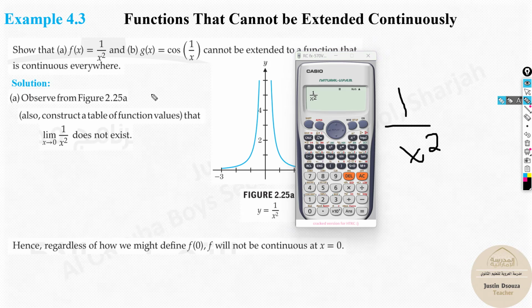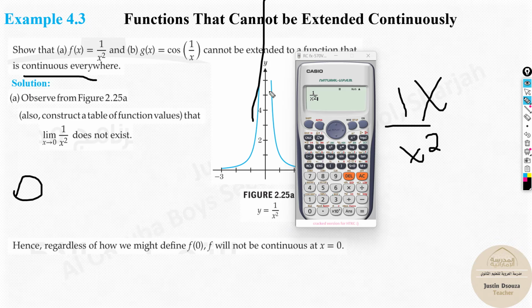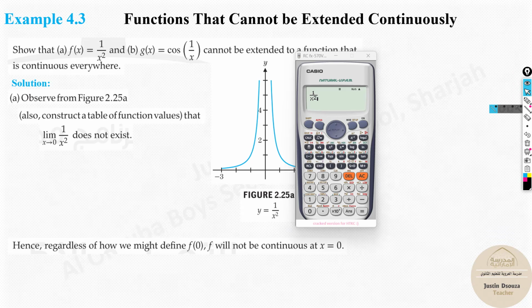Now, we have to show that it cannot be extended to be continuous everywhere. What should not be the denominator? The denominator must not be 0, isn't it? If the denominator is 0, this is undefined, because it's just going up and up, towards infinity on both sides. So we take values near 0. Take one value, negative 0.01, and 0.01.